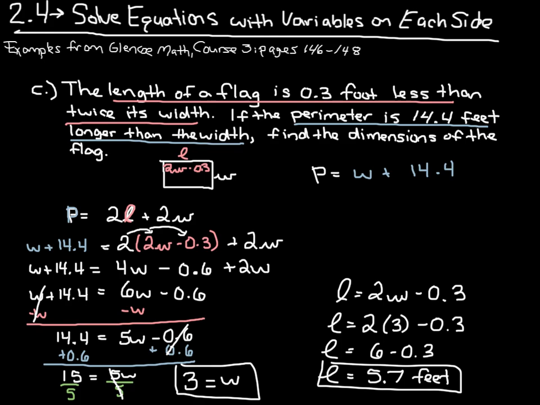So if we start off by drawing ourselves a picture, we wrote our length in terms of the width, 2W minus 3/10. We wrote our perimeter in terms of the width. The perimeter is the width plus 14 4/10. We use our perimeter equation. Perimeter equals 2L plus 2W. We put the W in there for the P, W plus 14 4/10. We put the length in terms of W, 2W minus 3/10. And then we just use different properties such as the distributive property, combining like terms, and then adding and subtracting and dividing in order to solve the equation.